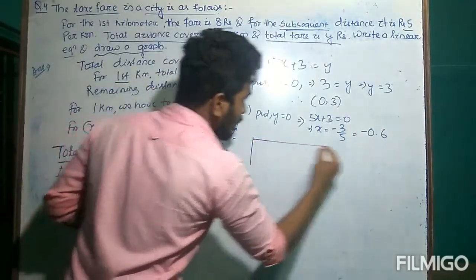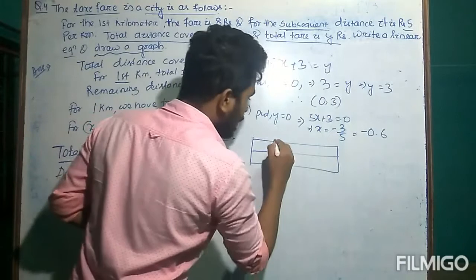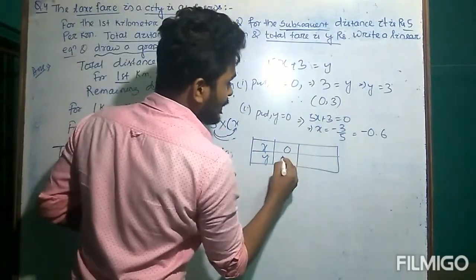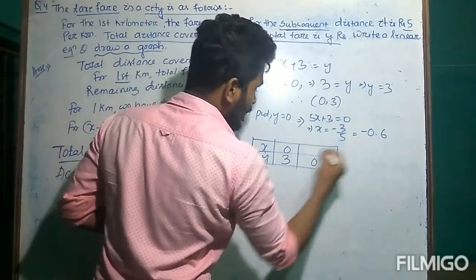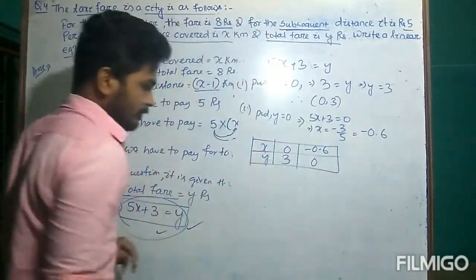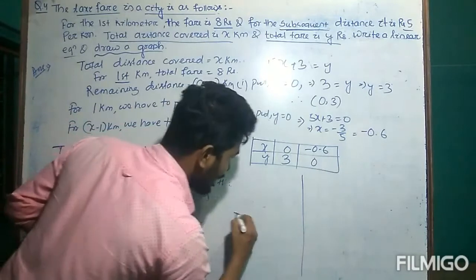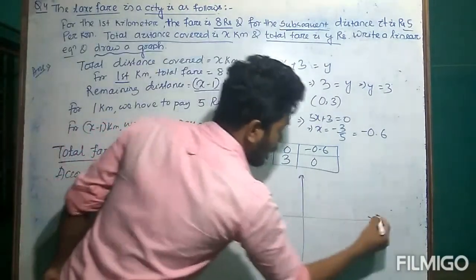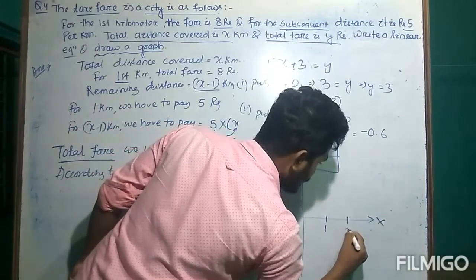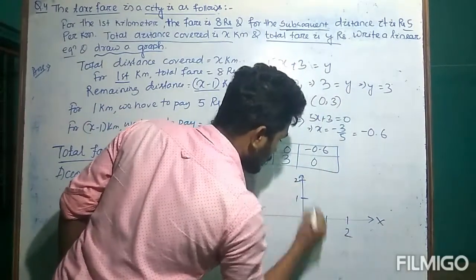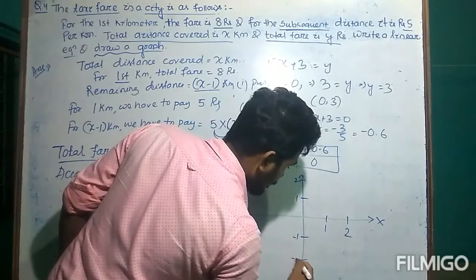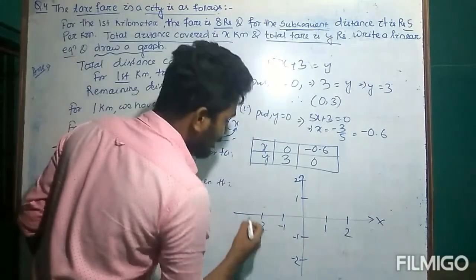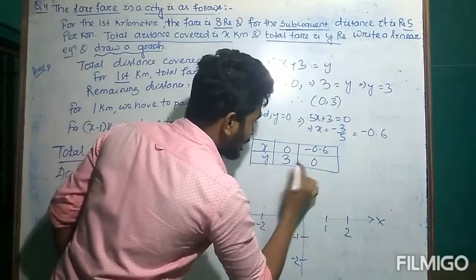So now we get two solutions of the equation: x is 0, y is 3, and here y is 0, x is minus 0.6. So that we can now easily draw the graph of this linear equation. X: 1, 2, minus 1, minus 2; y: 1, 2, minus 1, minus 2. Okay.